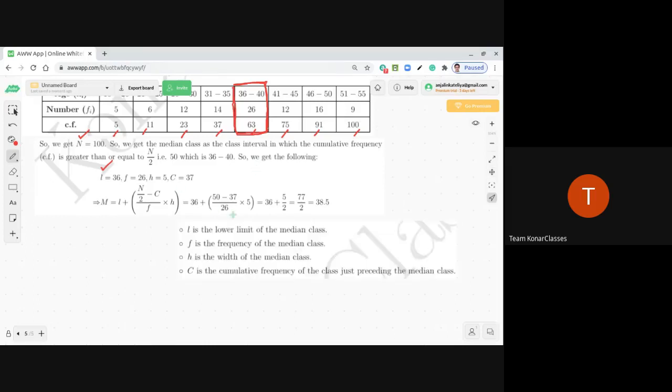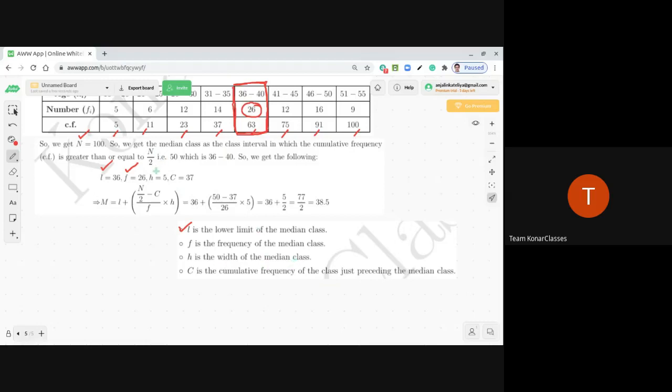So L, the lower limit of the median class, we found that to be 36. F is the frequency of the median class. What is the frequency of the median class? That is 26. That is F. What is H? H is the width of the median class. The width of the median class is 5.